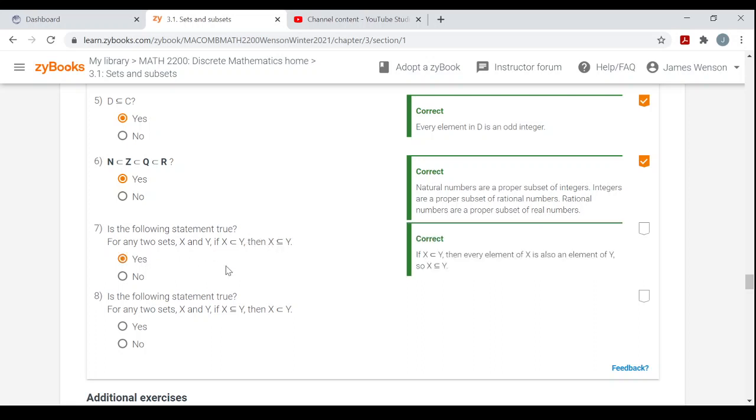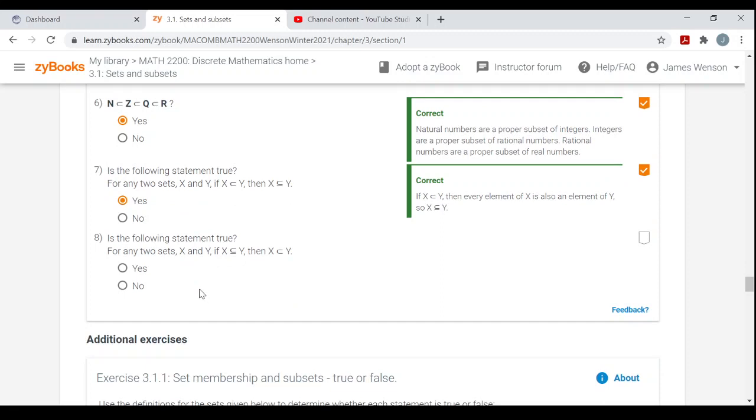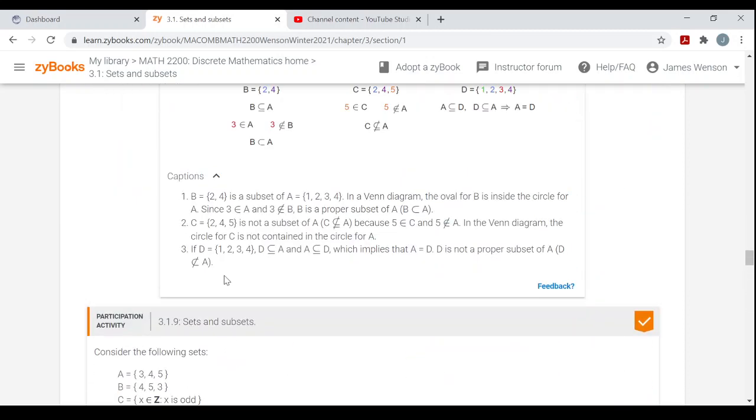That is true. Now switch them. Do the converse. Remember the converse, where you just switch the hypothesis and conclusion. Is the following statement true for any two sets, X and Y? If X is a subset of Y, then X is a proper subset of Y. Well, no. What if they're equal? Every element of X could be an element of Y, but they could also be equal. And if they're equal, then X is not going to be a proper subset. So this is not true in general. You saw some examples of that up here earlier.